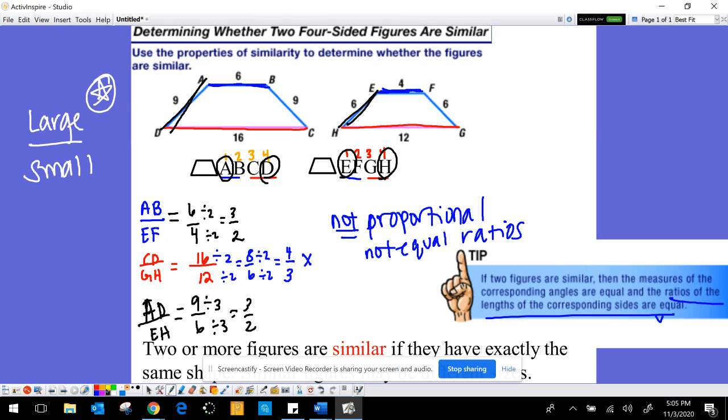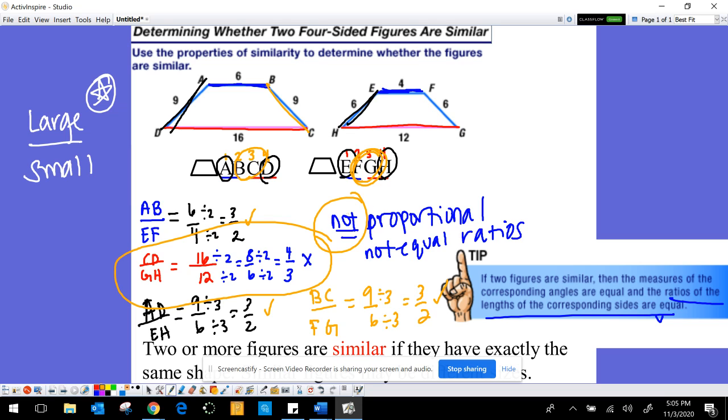And then BC, that was the second and the third, would match or correspond to the second and the third letter in the second shape. So if we do BC, that corresponds to FG. So 9 over 6 divided by 3, and that's 3 halves. So while these three matched, this one did not. Therefore, this is not a proportional relationship. These are not similar.